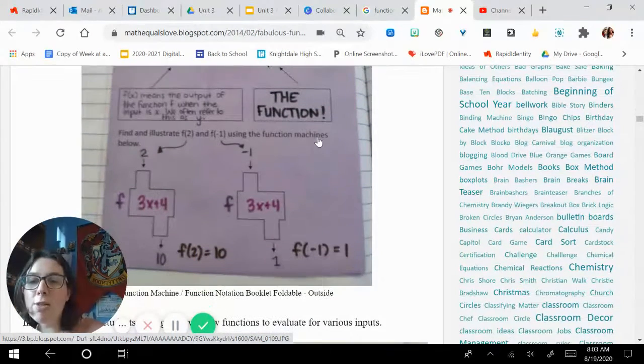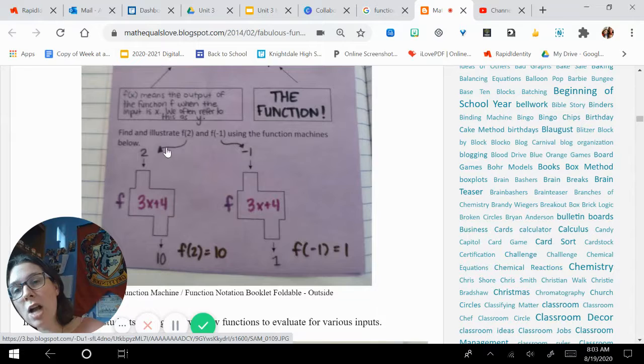And so this is an example of how you can think about the function as a machine by plugging in two different numbers. So let's find f of 2 and f of -1. So 2 is my input. That's my x value. So I'm going to plug 2 into my machine. 3 times x plus 4. So I'm going to plug 2 into the x. 3 times 2 is 6. 6 plus 4 is 10. So f of 2 equals 10. When x equals 2, y equals 10.